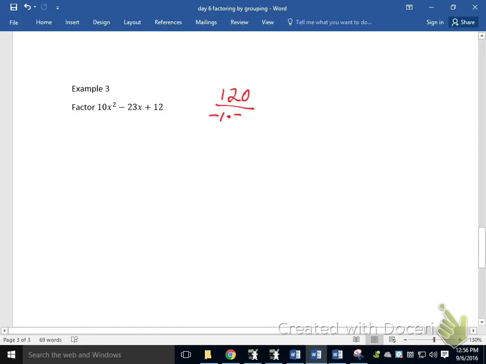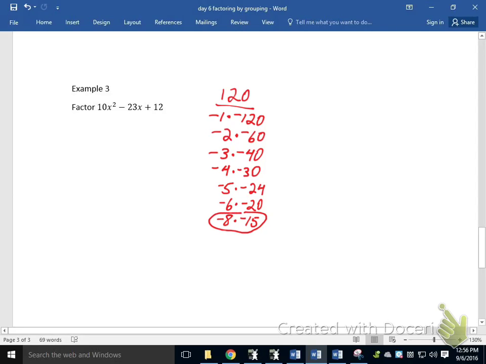So when I start listing them out, negative 1 times negative 120, that's a no. That does not add to negative 23. Negative 2 times negative 60, still not adding to negative 23. Negative 3 times negative 40, no. Negative 4 times negative 30, no. Negative 5 times negative 24, no. Negative 6 times negative 20, no. Negative 7 won't go into 120. Negative 8 times negative 15. Finally found the winner right there. So sometimes you have to go through a bit of a process here. That's going to add to negative 23.